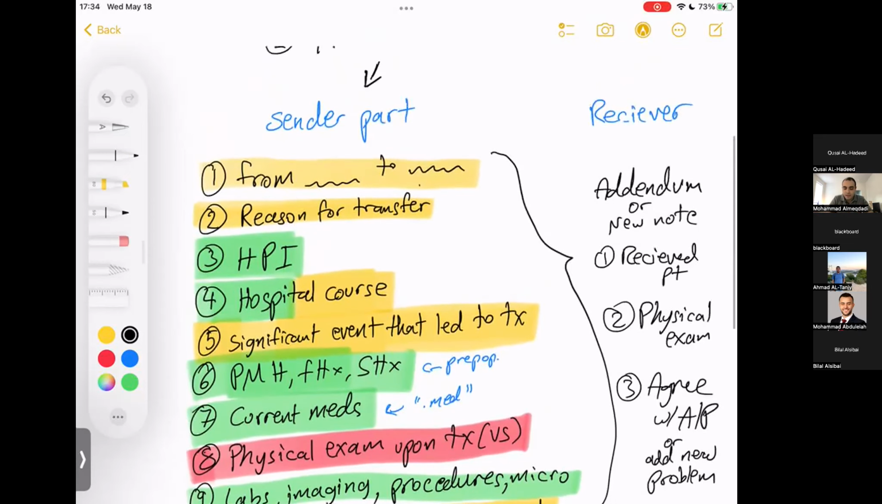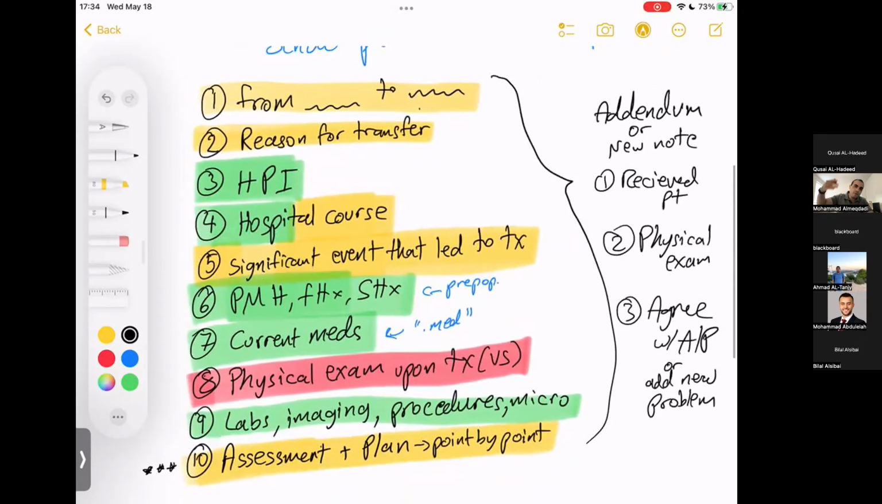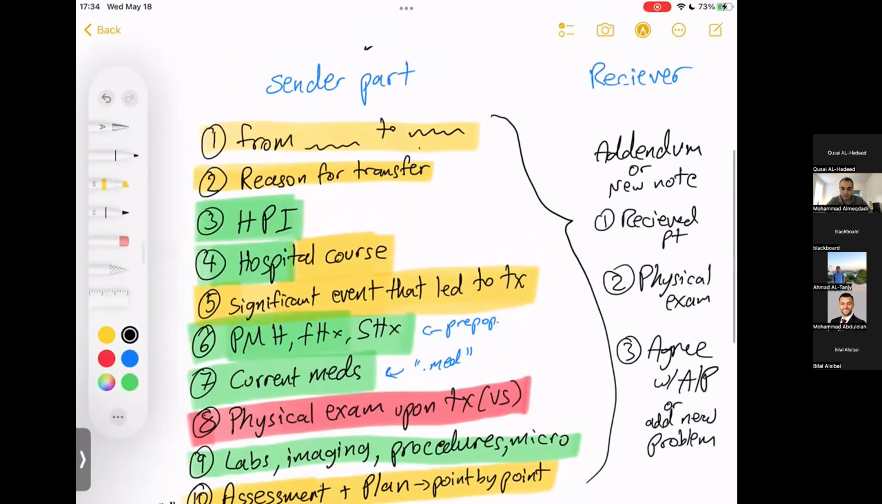Obviously, you can do this overnight, but at the end of the day, you're going to have to staff with your resident, with your attending, and then that's going to be the final plan of how to transfer the patient and receive the patient.